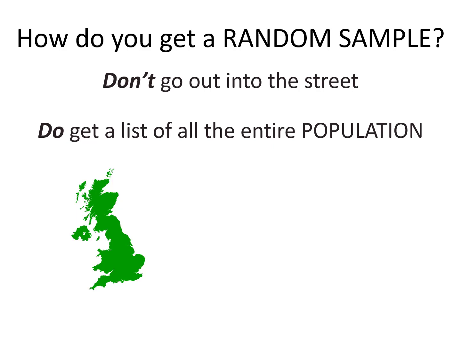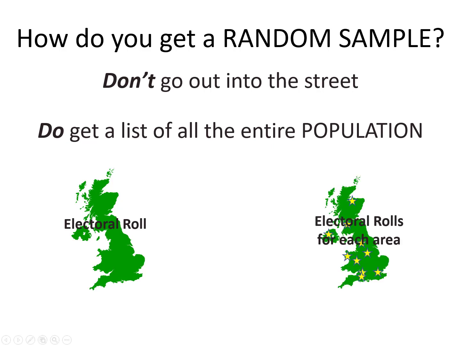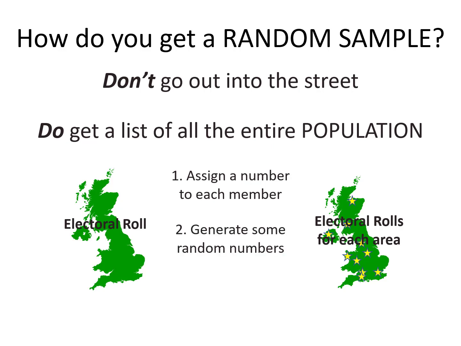There's actually quite a simple answer to that, a thing called the electoral roll. It's possible to get a hold of for legitimate research purposes, and this is a legally compiled list of all the people eligible to vote in the UK, all 50 million of them. If you're doing your clustered sample, I suppose you get a bunch of different electoral rolls, one for each area. Once you've done that, you assign a number to each member of that list. You then generate some random numbers, and those are the people you survey.